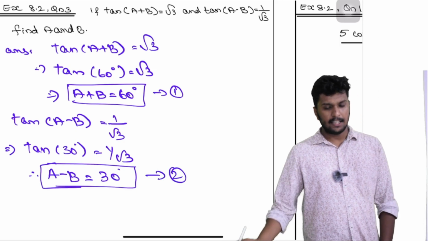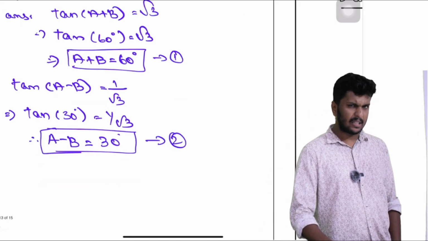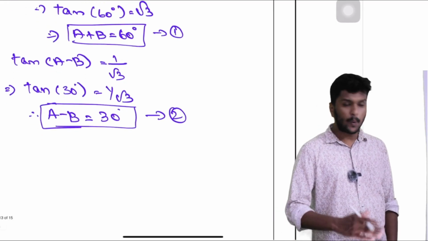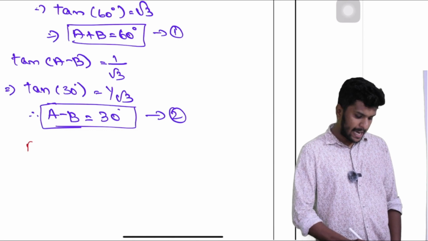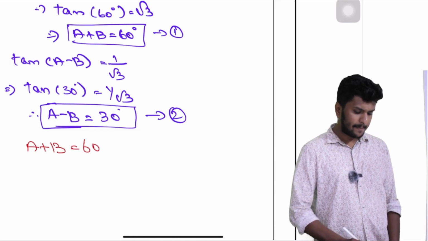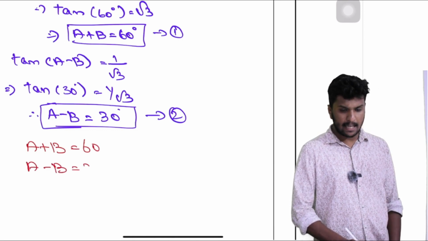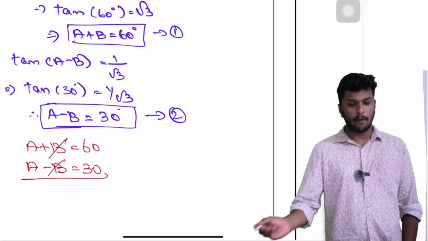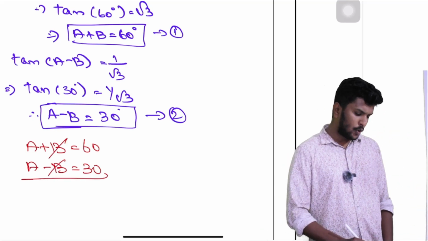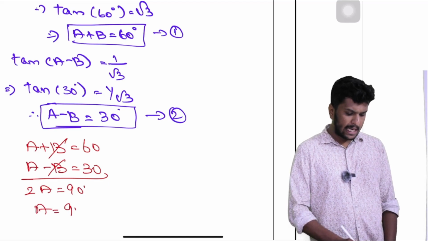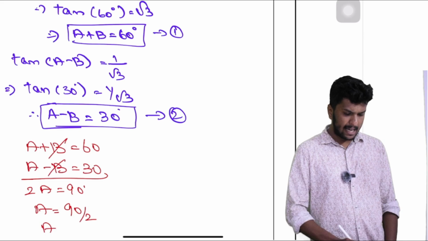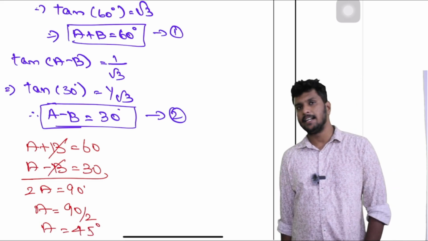Equation number 2. Now what's the next step, kids? Yeah, so you can go with elimination method. A plus b and a minus b, go with elimination method. So a plus b equals 60, a minus b equals 30. Negative b, positive b cancels. What you have? 2a equal to 90 and a equal to 90 by 2. What you have? A equals 45 degrees.